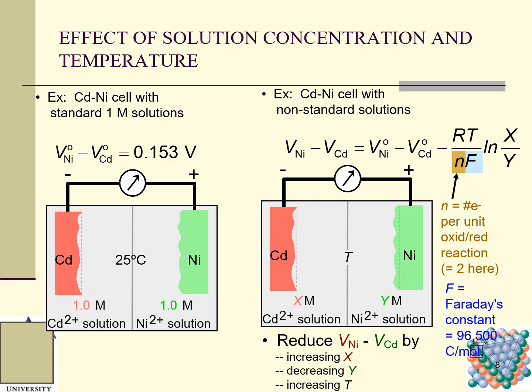For example, n is 2 here. F here is Faraday's constant, 96,500 C per mole. So this is C per mole. And the difference between nickel and Cd can be reduced by increasing X, decreasing Y, and increasing temperature. So you can see this is increasing X, decreasing Y, and increasing temperature.